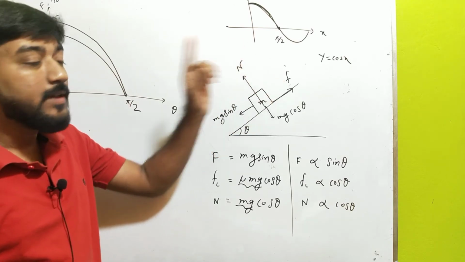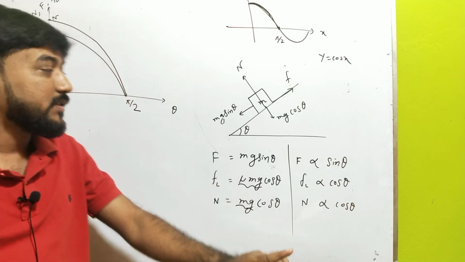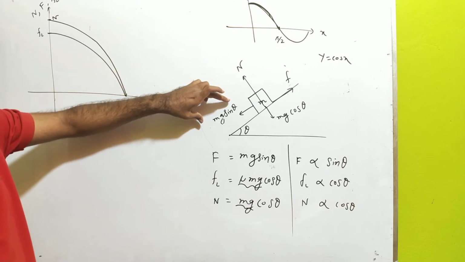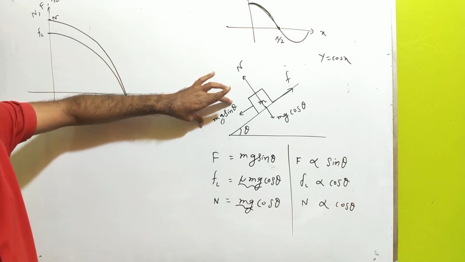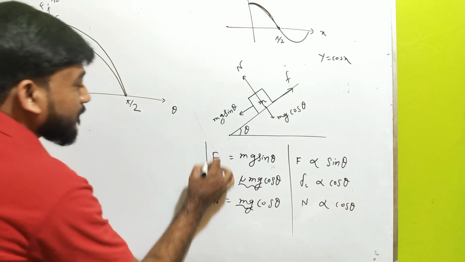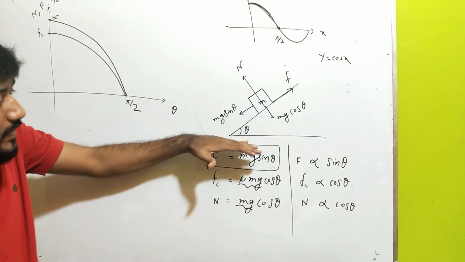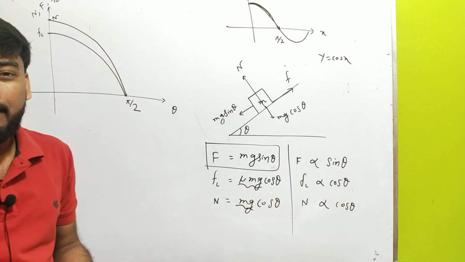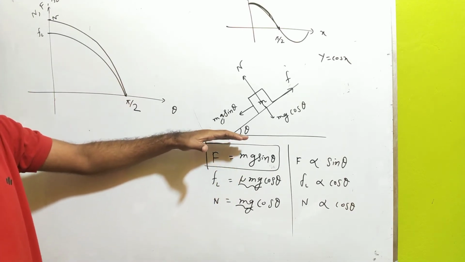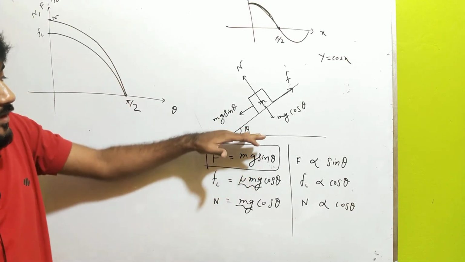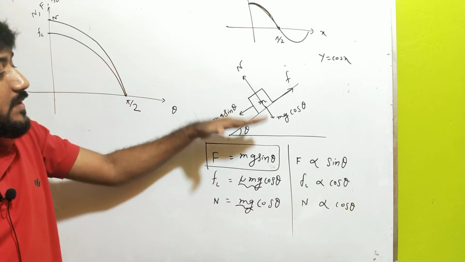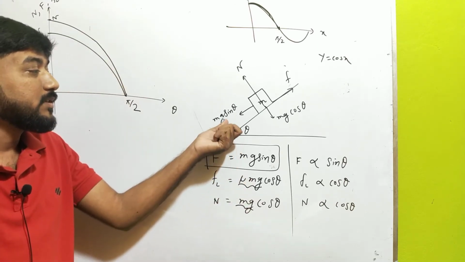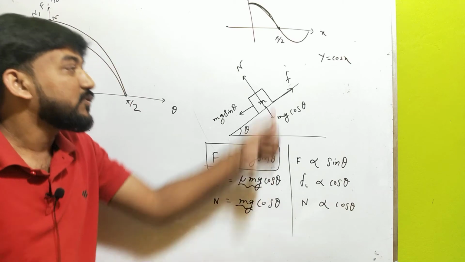And when this f will be FL, that is the limiting condition, when this FL will be equal to mg sin theta, and mg sin theta is nothing but the applied force. So if we increase theta, the applied force will vary according to sin theta, that is proportional to sin theta. As theta increases, the applied force mg sin theta will increase, and it will attain a value when this theta will be alpha, and in that situation this f will be FL.